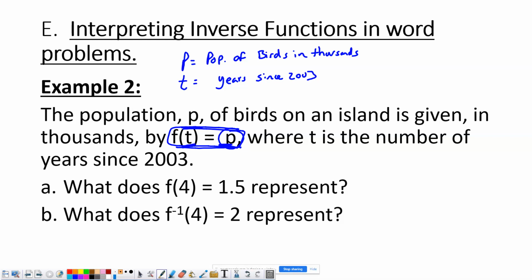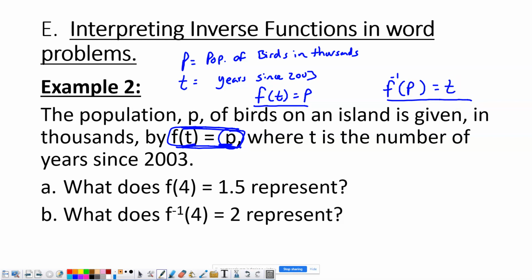So, if we have f of t equals p, right? Then when I write the inverse of this, the t and the p switch roles. Over here, the t is the input and the p is the output. But when I do an inverse function, the p is the input and the t is the output.